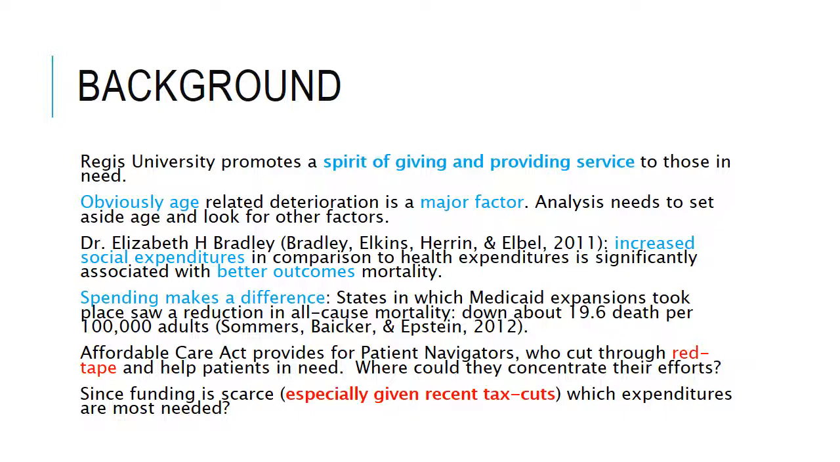Also, the Affordable Care Act provides for patient navigators who cut through red tape and help patients in need. Many hospitals are using patient navigators to also help patients find housing and other social concerns. Since funding is scarce, especially given the recent tax cuts, which expenditures are most needed?